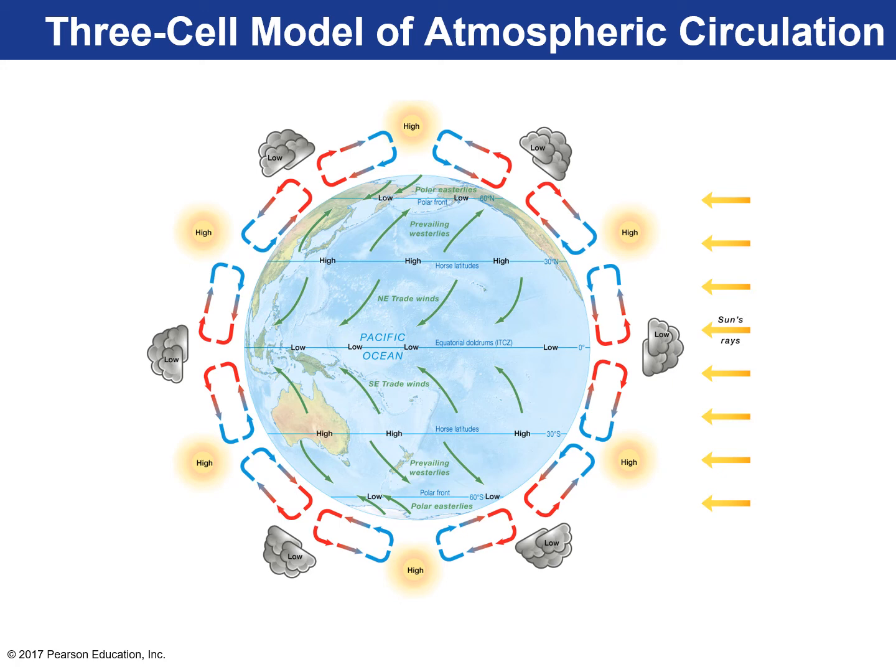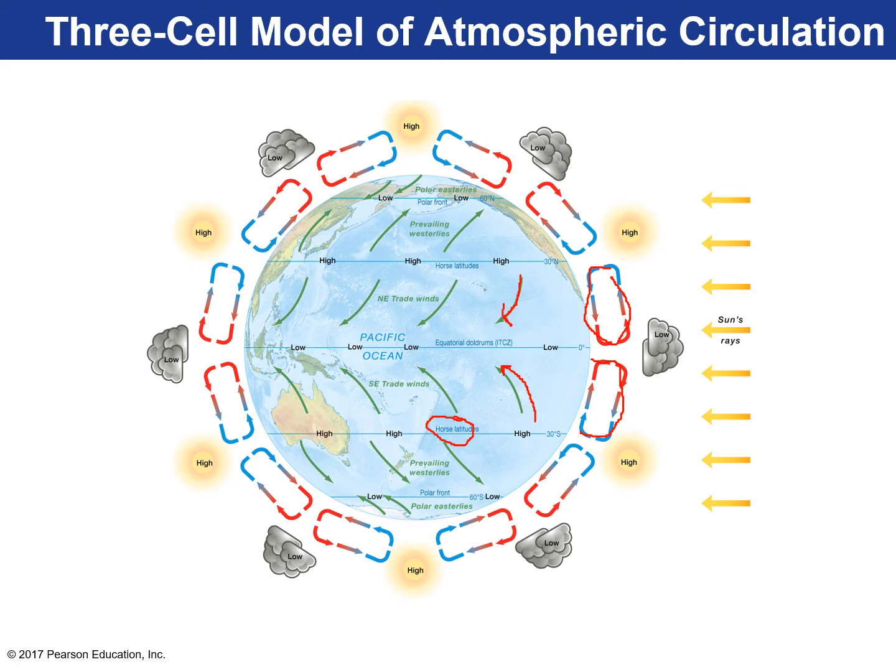Okay, and there it is. This is the 3-cell model of our atmospheric circulation. So we have the two Hadley cells here, right? And here we have rising warm air at the equator, which cools down and then sinks at those horse latitudes, or subtropical highs. Then that air moves northward here and is deflected to the left in the southern hemisphere, moves southward in the northern hemisphere and is deflected to the right.